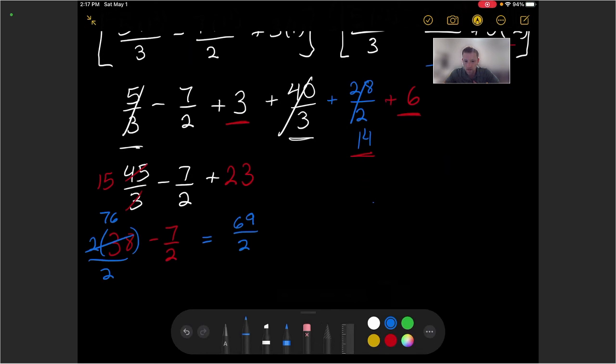Or we can represent this as 34.5. So this will be our definite integral result.